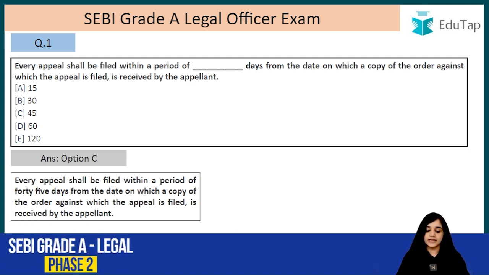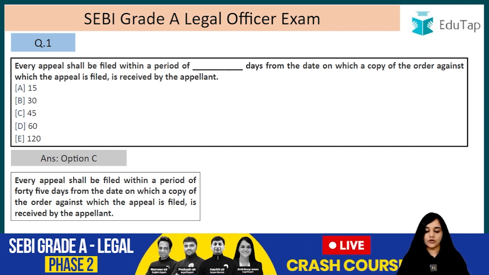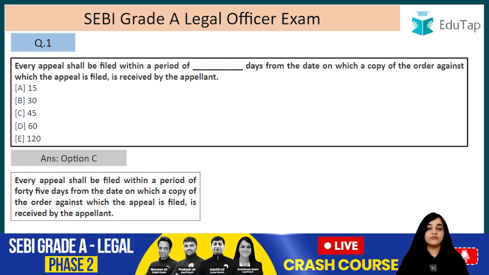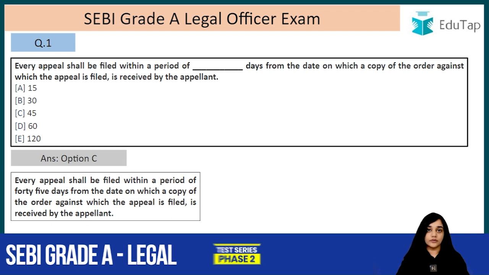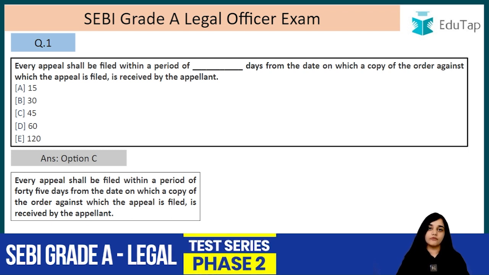So it is how many days? It is 45 days from the date on which a copy of the order against which the appeal is filed is received by the appellant. So when the appellant receives the copy of the order, from that day it will be counted for 45 days. He gets a time period of 45 days. Question number 2.